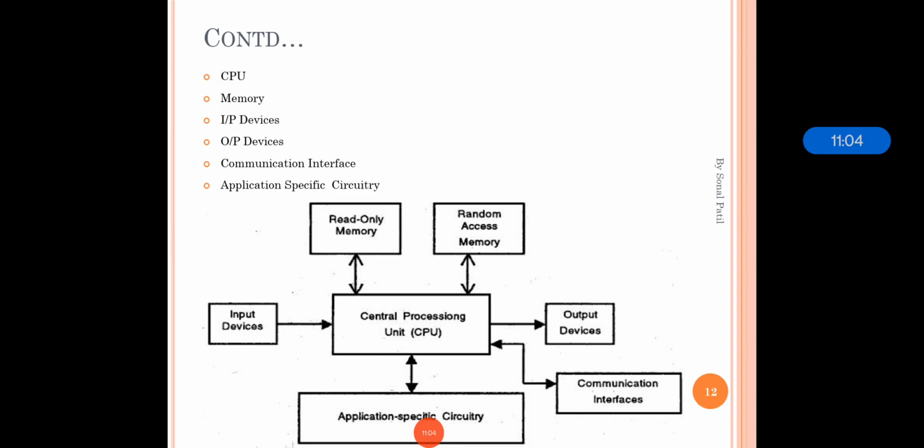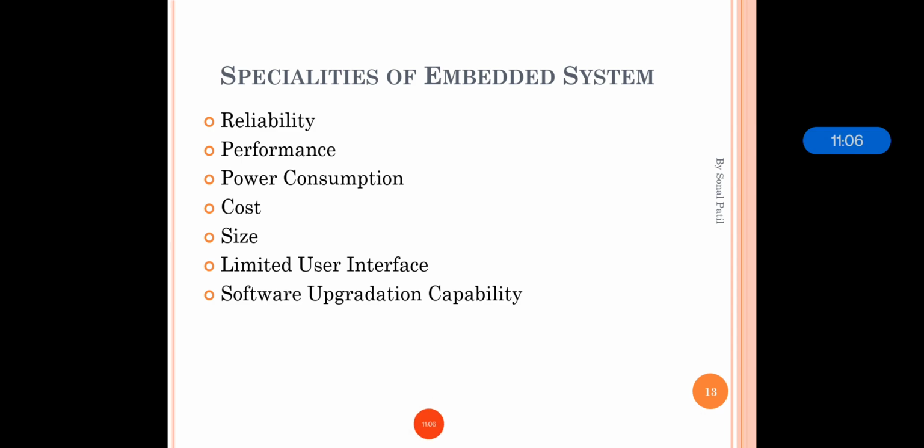Then the specialities of embedded system: reliability. When we use desktop computers, sometimes they hang and we reset them. Generally this does not cause any particular problem, but this is not the case in embedded systems used in mission critical applications. There should be high reliability, so reliability is important in embedded systems. The system should work at any cost in a proper way.